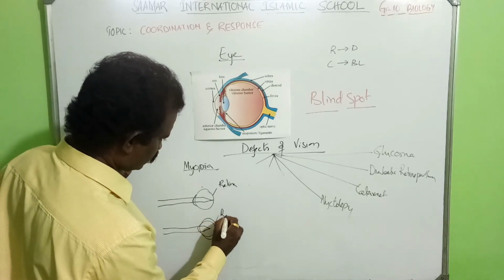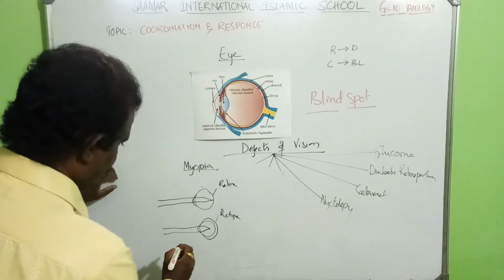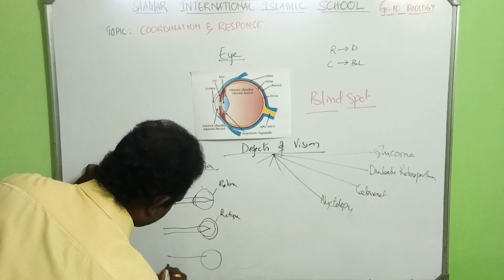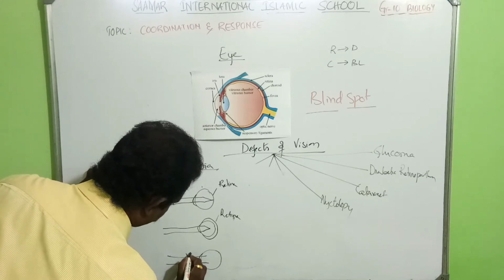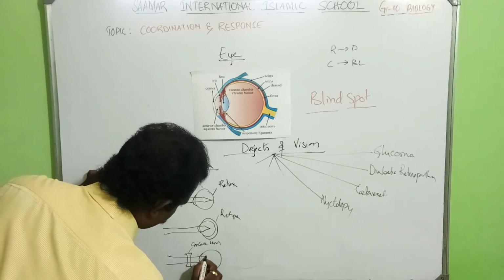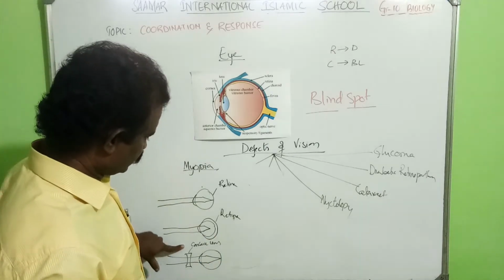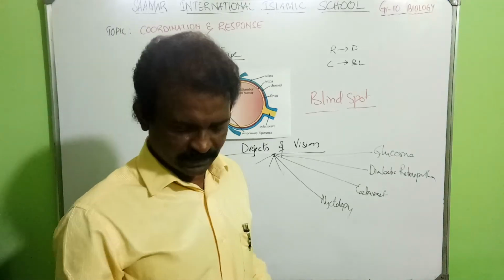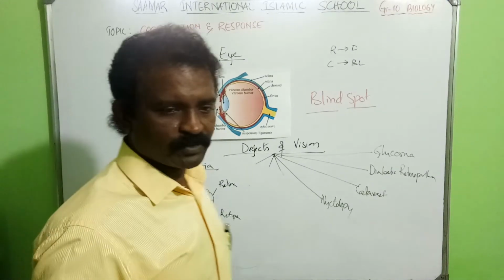Correct? So how are we correcting this? We are using a concave lens. You understood? Now, if I put a concave lens here, the rays are corrected. Now this vision we call minus. If you ask somebody what is your vision, is it plus or minus, they will tell you plus or minus. If it is minus, that means myopia.